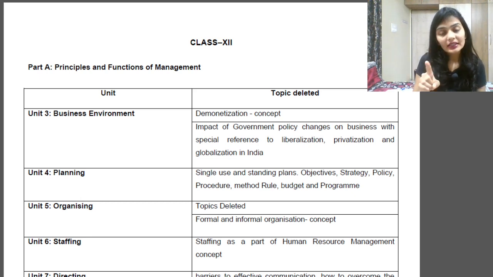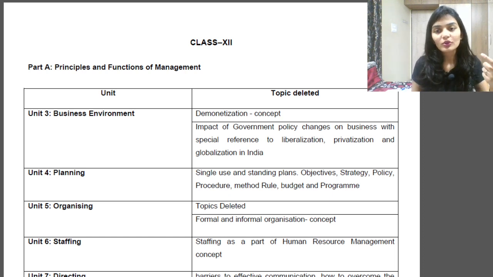This segment in planning was technically very confusing for the students, especially in the case study segment. So in a way it is good for you that the types of plans are taken out from this particular chapter of planning. Then when you go to your next chapter, chapter number 5, organizing. Planning was the first function, next you go for organizing.